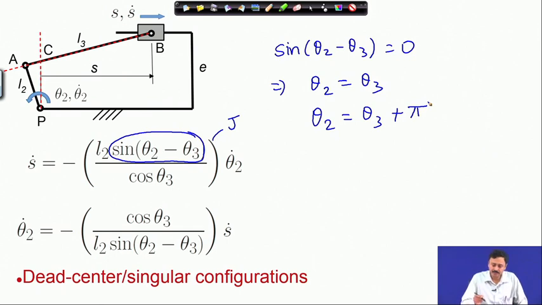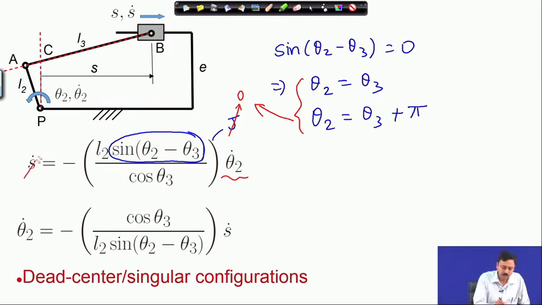Now, what does that imply? Jacobian goes to 0. At such configurations the Jacobian goes to 0, which means that irrespective of value of theta 2 dot, S dot goes to 0. That means the slider is not going to move. So, slider is in the dead center configuration, the mechanism is in the dead center or singular configuration. So, let us see these configurations. So, there are two solutions. So, corresponding to these two solutions we have the singular or dead center configurations.